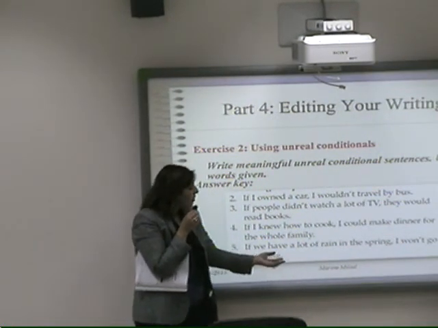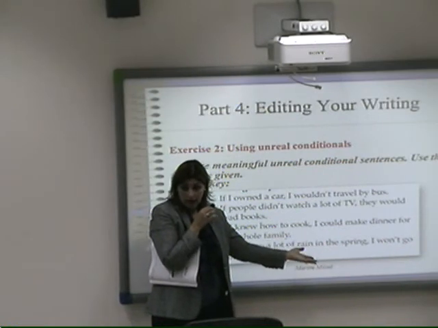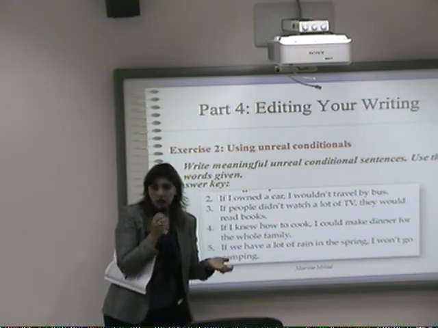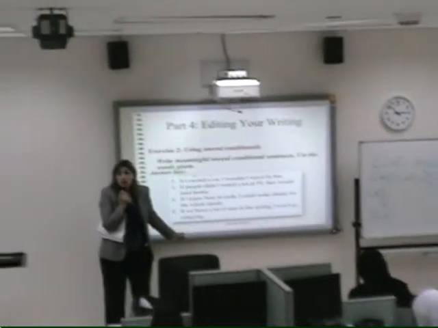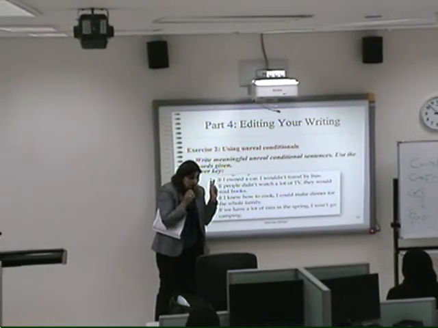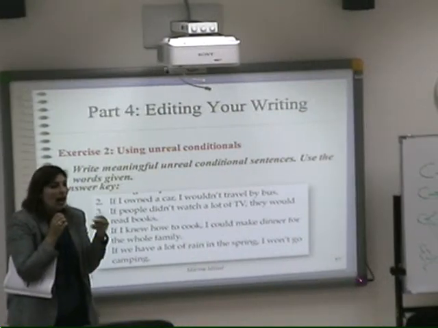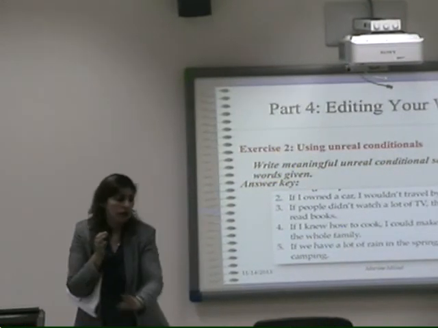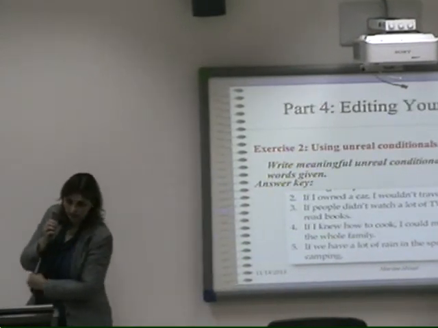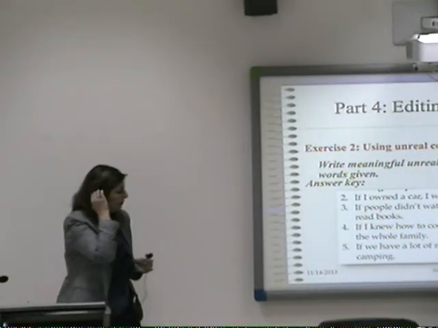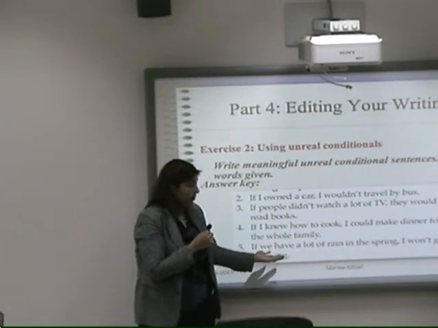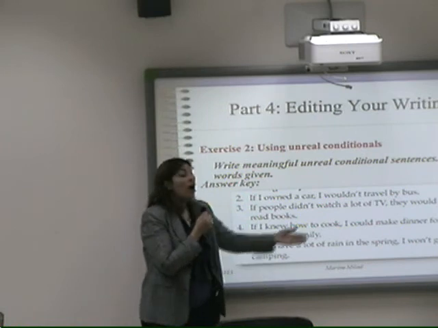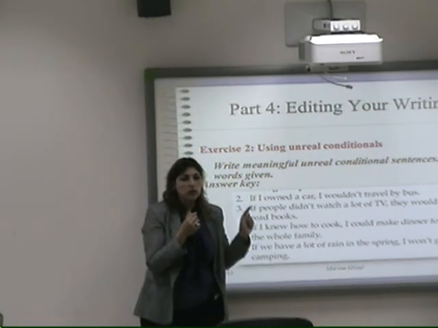If we have a lot of rain in the spring, I won't go camping, which means I will not go camping. This is the case if it's possible to have rain in spring. But if not, you say it like what you have mentioned, it's correct. So both, it depends on where you live. Okay? Yeah, you can say, if we had, I wouldn't. If we have, I won't. Won't, will not. Okay?